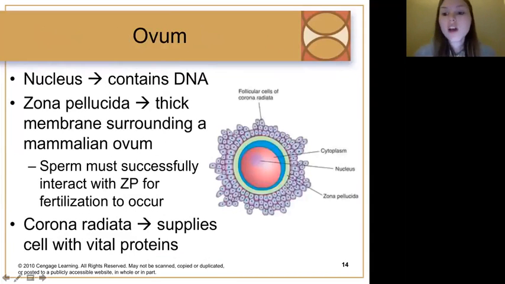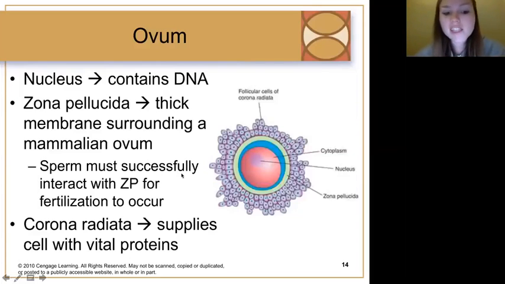To show you the structure of the ovum and egg, like all cells, you have a nucleus that contains the DNA. That's the little purple circle there in that picture. So it has the DNA just like the DNA is contained in the head of the sperm. And then you have a thick membrane that surrounds the mammalian egg, and that's called the zona pellucida, which I always thought was a cool word when I took repro. It's a fun word to say. So, at least for me, because I'm a nerd.